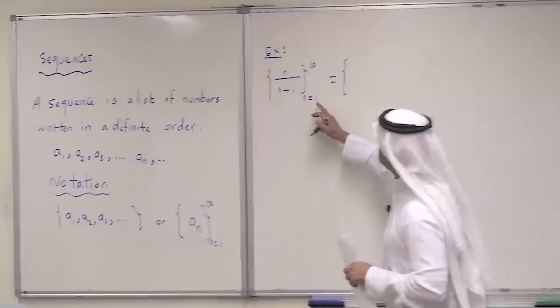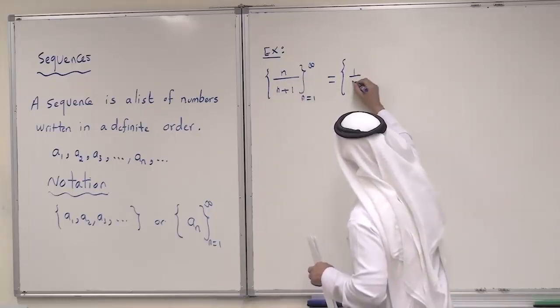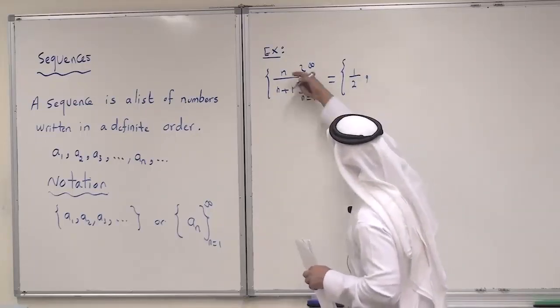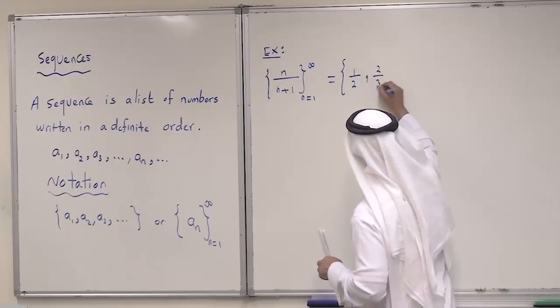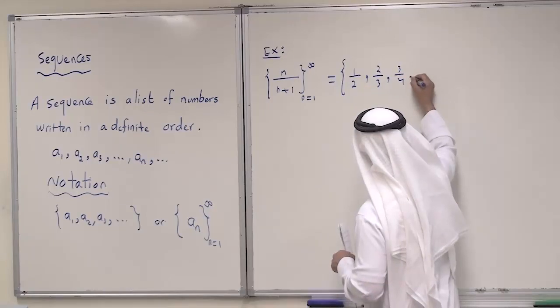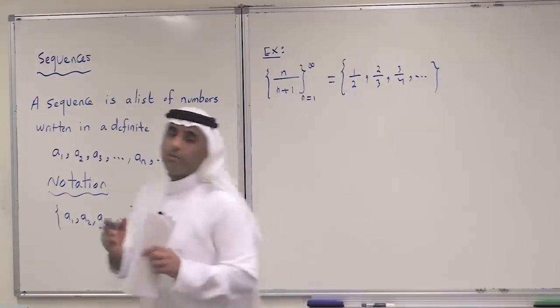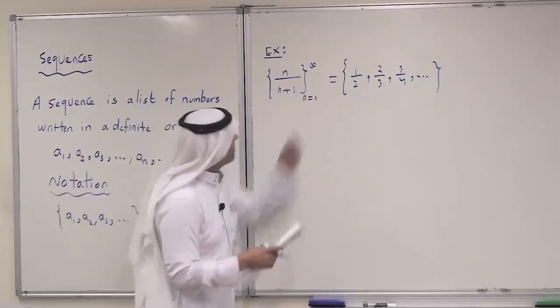Simply here, you just substitute n equal to 1. If you substitute n equal to 1, you have 1 over 2. If you substitute n equal to 2, that is 2 over 3. And if you substitute n equal to 3, you have 3 over 4, and so on. So these are the first 3 elements in the sequence. So you can move from this notation to the other notation.